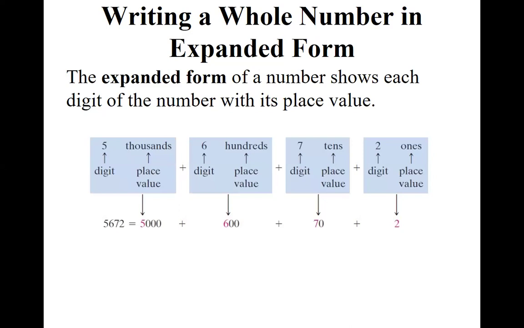Let's talk a little bit about expanded form. The expanded form of a number shows each digit of the number with its place value. So here we have the number 5,672. Notice how I said that. 5,672. Well, those are the components of the number in expanded form. And we're adding them together. And that just leaves us with the 5, the 6, the 7, and the 2.